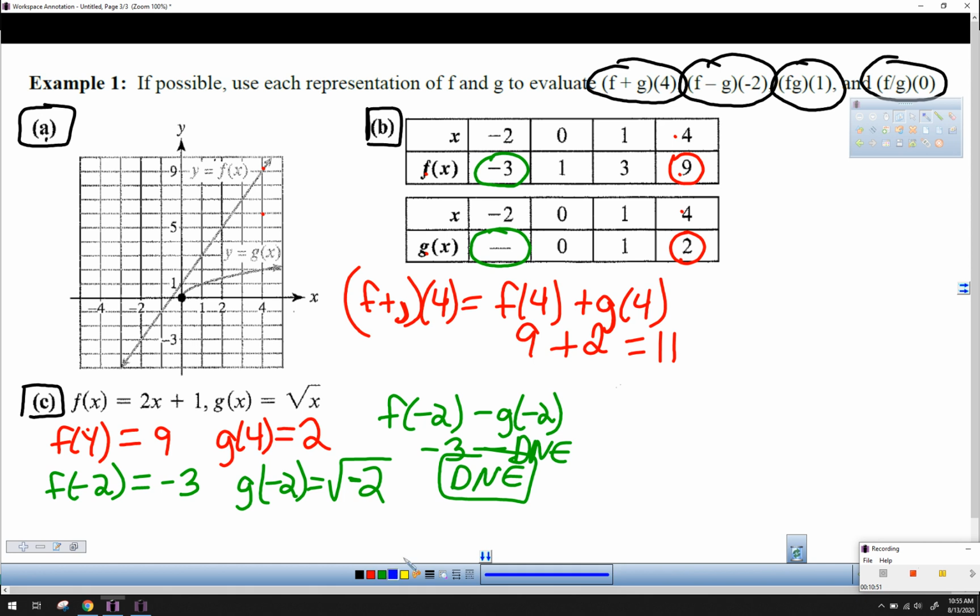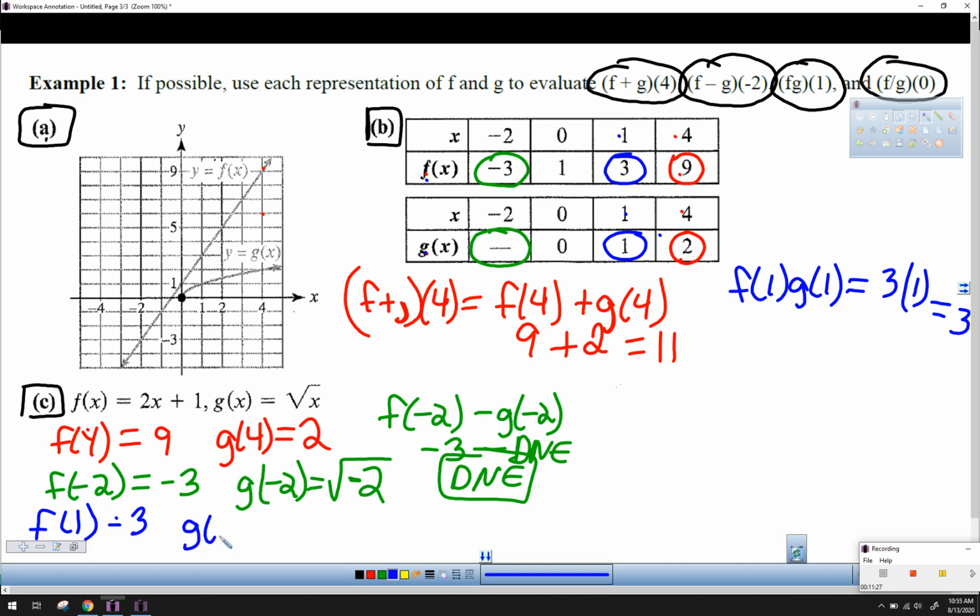All right, for f times g of 1, that simply means f of 1 times g of 1. Let's look at it from the graphical standpoint. f at 1 is at 1, 2, 3. g of 1 is at 1. So 3 times 1 is 3. We should be able to confirm that numerically. f of 1 is 3. g of 1 is 1. 3 times 1 is 3. And then from a symbolic standpoint, f of 1 would be 2 times 1 is 2, plus 1 will be 3. g of 1 would be the square root of 1, which is 1. 3 times 1 is 3.